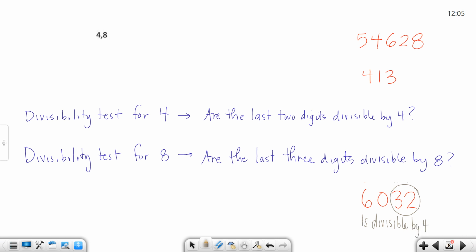Then we have 413. My last 2 numbers are 13. Well, 4 goes into 12. 4 does not go into 13. So this is not divisible by 4.